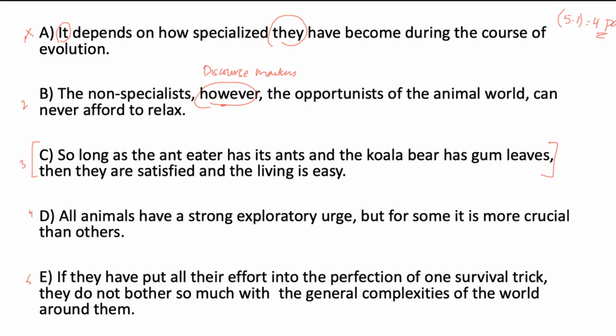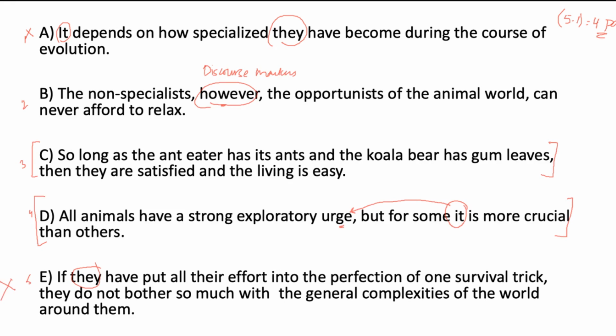All animals have a strong exploratory urge, but for some it is more crucial than others. All animals have an exploratory urge, okay, but for some it is more crucial than others. But that it has its noun in the same sentence. This can also be a possibility, guys. If they put all their effort into perfection, it started off the sentence with they, so most likely it's not going to be the topic sentence for this one either.